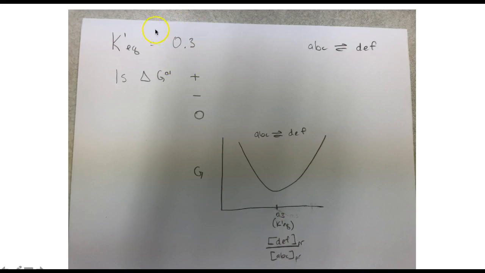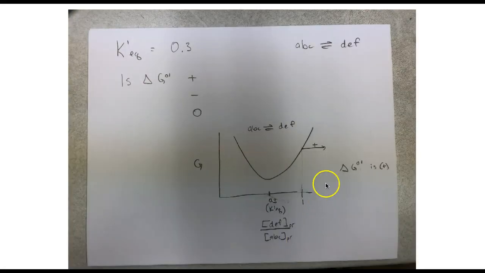So, our equilibrium constant is 0.3. What is the sign of the standard free energy change? Well, we just need to find now standard conditions on this x-axis. We know that the ratio of DEF to ABC under standard conditions is going to be 1 over 1, so 1 molar over 1 molar, which equals 1.